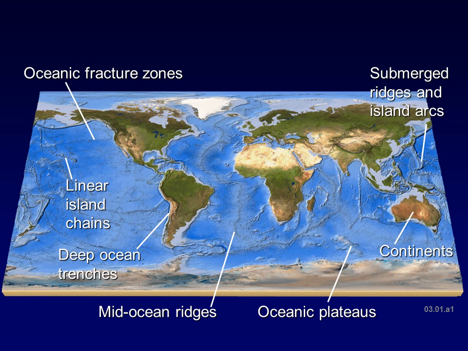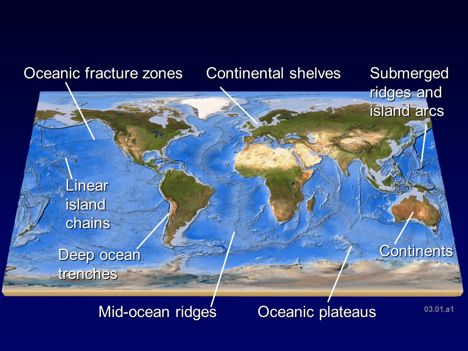Another feature located in the ocean would be submerged ridges and island arcs. A ridge is basically a mountain range, and in this case it's a mountain range associated with islands. If it's submerged, that just means it's underwater, and island arcs mean the islands, as opposed to the linear island chains which form nice relatively straight lines. An island arc is making a semicircle shape. It's an arc of islands.